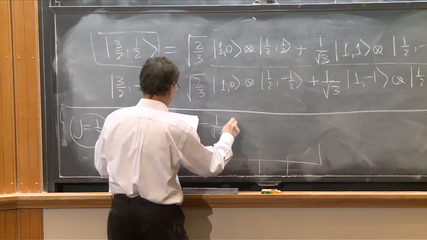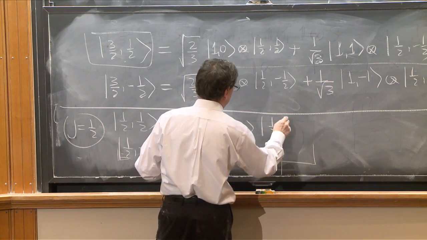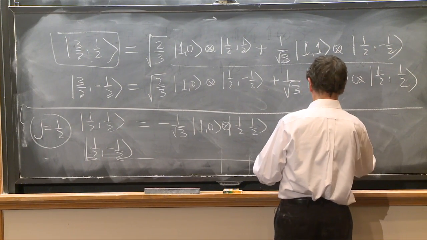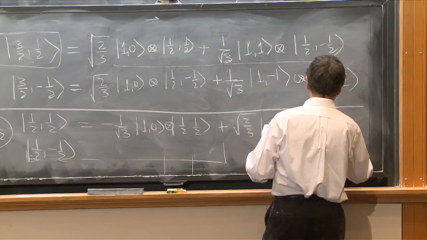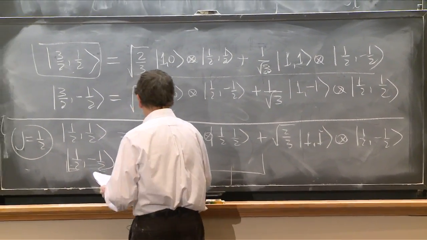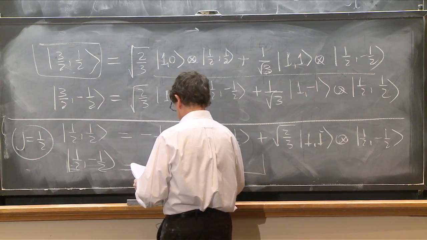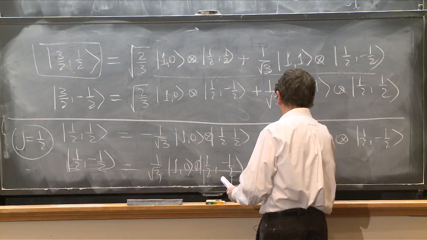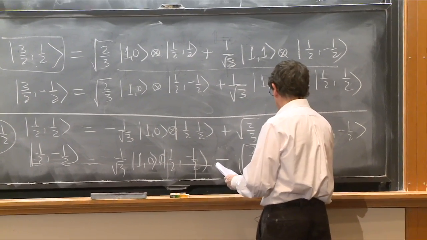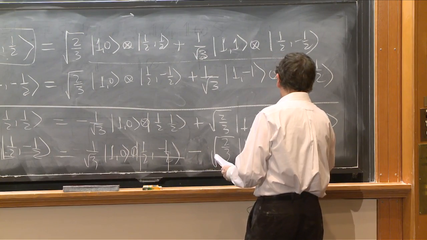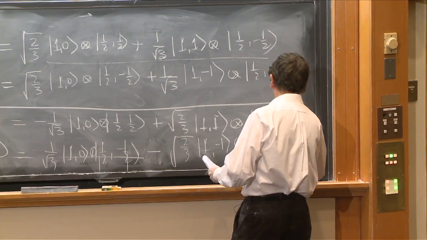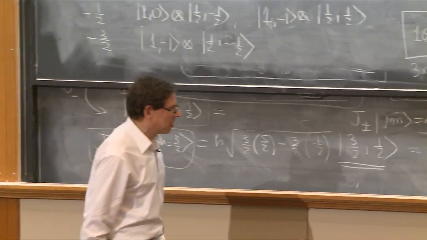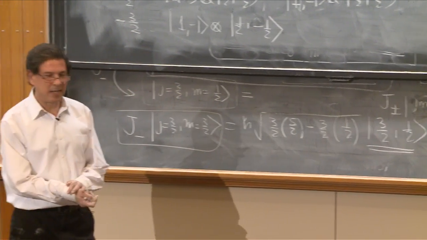Minus 1 over square root of 3, 1, 0, 1 half, 1 half, plus square root of 2 over 3, 1, 1, 1 half minus 1 half. And here you get 1 over square root of 3, 1, 0, 1 half minus 1 half, minus 2 over square root of 3, 1 minus 1, tensor 1 half, 1 half. So lots of terms, a little hard to read, I apologize.